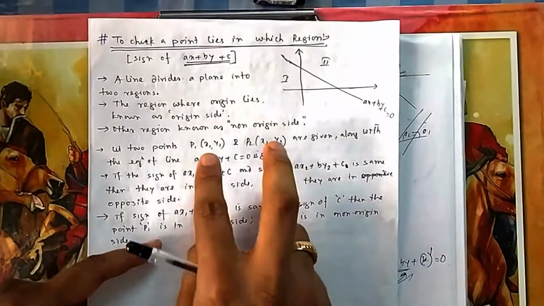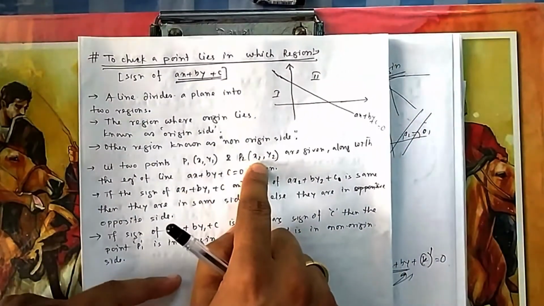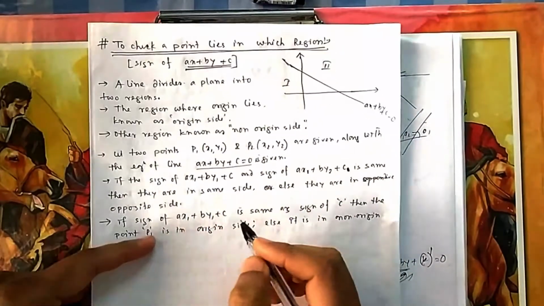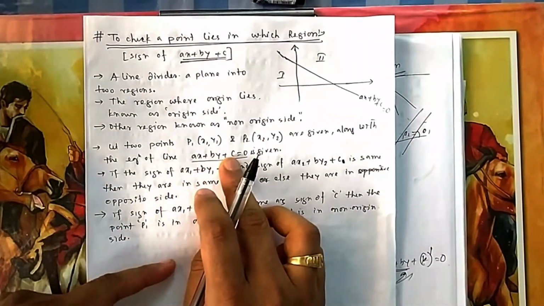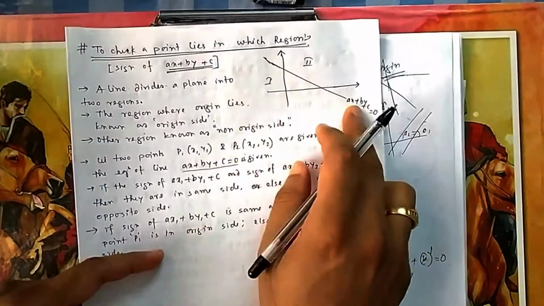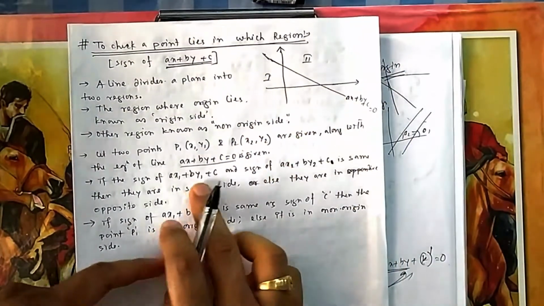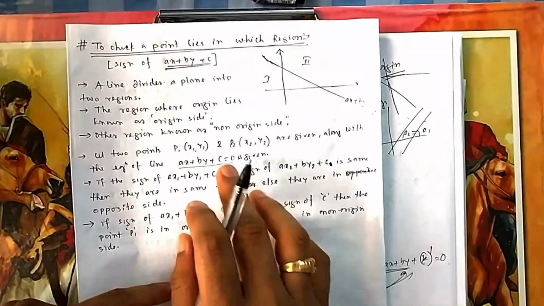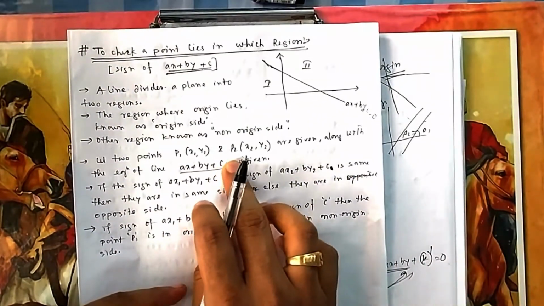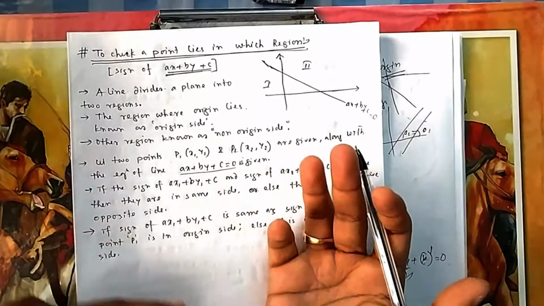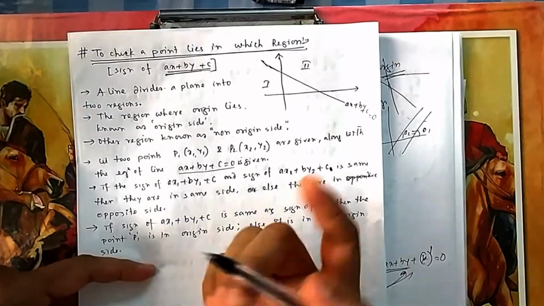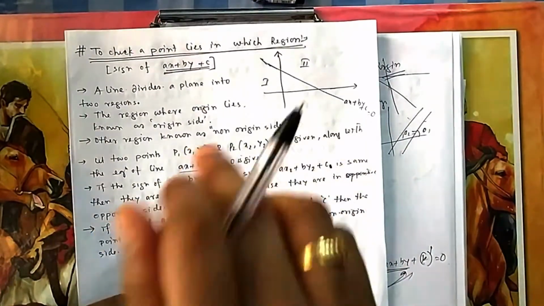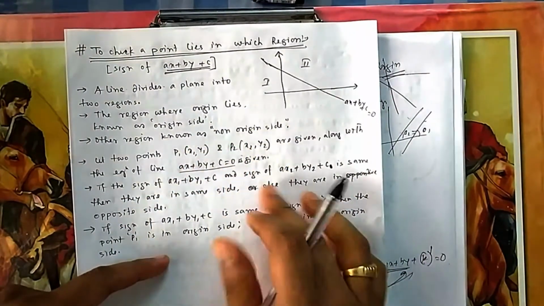Suppose you have two points now, P1 (x1, y1) and P2, given along with the equation of the line. You put them in ax plus by plus c. If it is equal to 0, then both points are on the line. If it is not 0, then each will give either positive or negative. One may be greater than 0 and one less than 0, or both greater than 0, or both less than 0. Equal to means it is on the line; if it is not equal, then two things can happen.